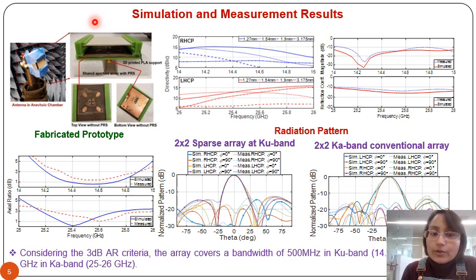Considering the 3 dB axial ratio criterion, we can see that the array covers a bandwidth of 500 MHz in Ku band and a bandwidth of 1 GHz in Ka band.